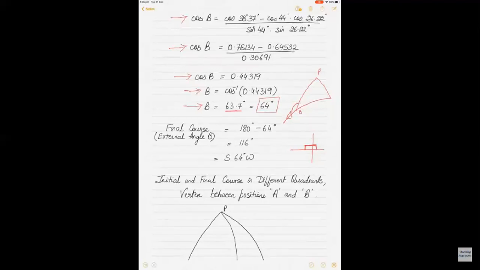What you find here is 180 plus 64. Subtract it from 180 to get the outer angle here. What you get is 244 degrees true, and 116 degrees will be our final course.